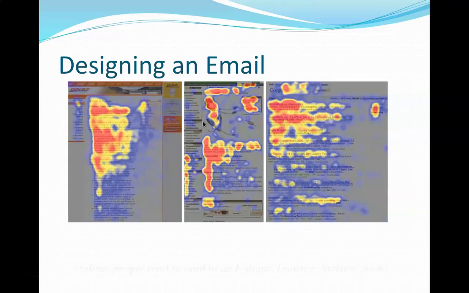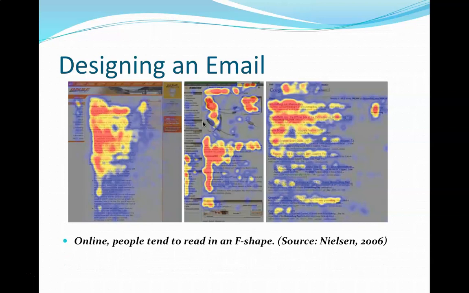Again, designing an email, we remember the old F shape, and that tends to be where people click on. So we have a heat map here of how people react to certain websites, and we have the F shape that we talk about. So your most important information obviously going up the top.